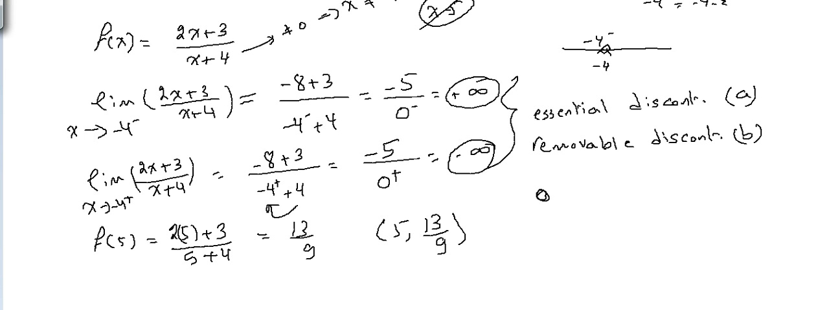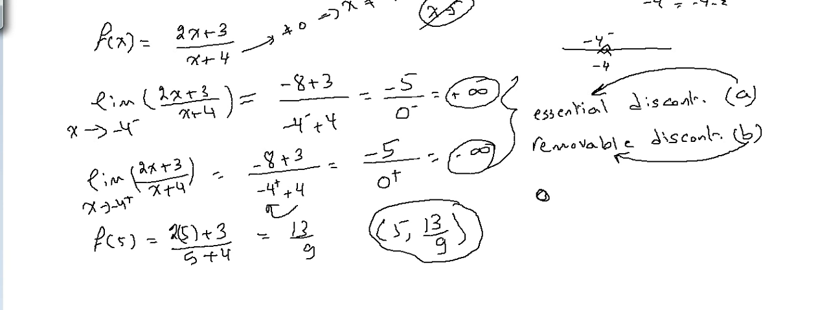All right, that's great. So part A is essential, because we have infinity as the answer, a vertical asymptote. We are going to learn that later. And part B is a removable discontinuity because we can remove the point 5 from the original function.